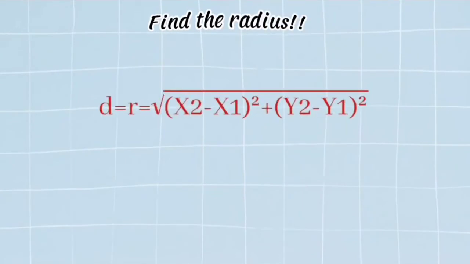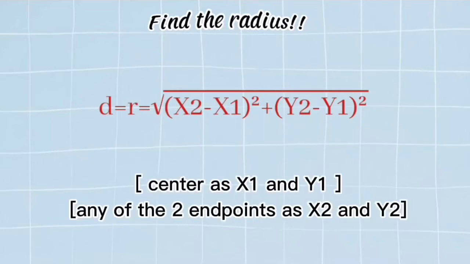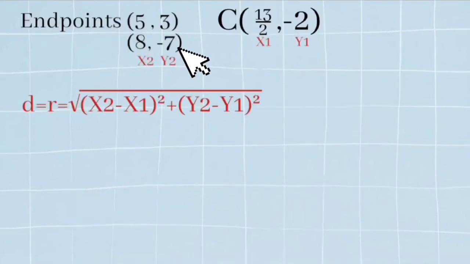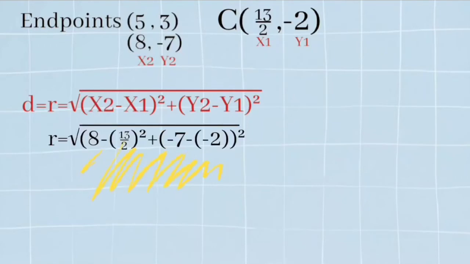Now, let us solve for the radius using the distance formula. Here, we should always identify our center as the x sub 1 and y sub 1. Then the x sub 2 and y sub 2 could be either of the two given endpoints. We will use the second endpoint as the x sub 2 and y sub 2. Take a look here. As you can see, there are parentheses that separate the x sub 1 and y sub 1, or the 13 over 2 and negative 2. So a reminder, you should be mindful of the signs of each point, especially on the x sub 1 and y sub 1, because they are to be multiplied by the negative sign or minus sign from the formula.